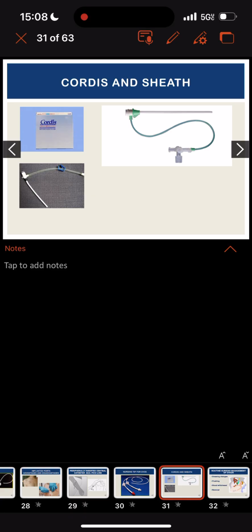Now, another type of line that you can see is a sheath. It looks just like this, but it may have multiple ports instead of just that one port. A sheath is usually placed in the cath lab. A lot of cath lab patients may have a sheath. A sheath can go in the vein or in the artery. When your cath lab patient comes back, they might have a femoral sheath in place. They might have a radial sheath in place. If that sheath is placed in the artery and the patient pulls it out, they can bleed heavily.